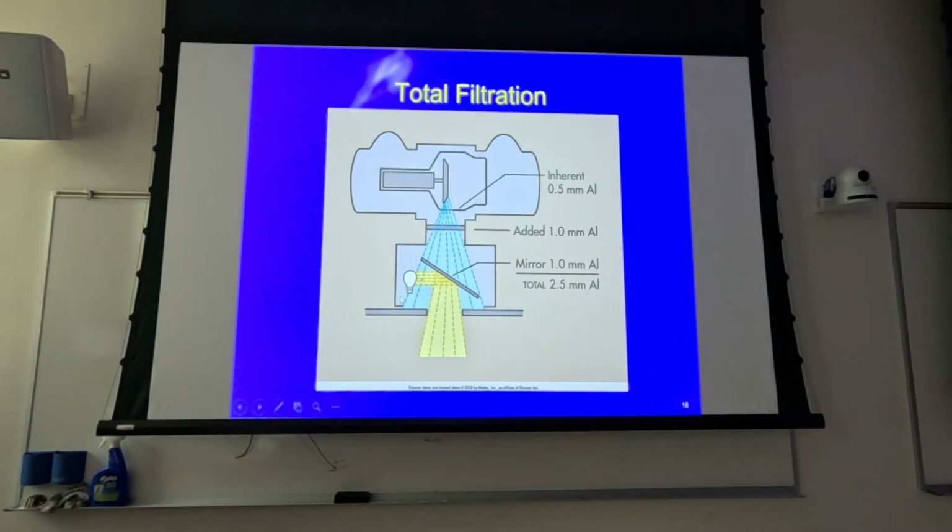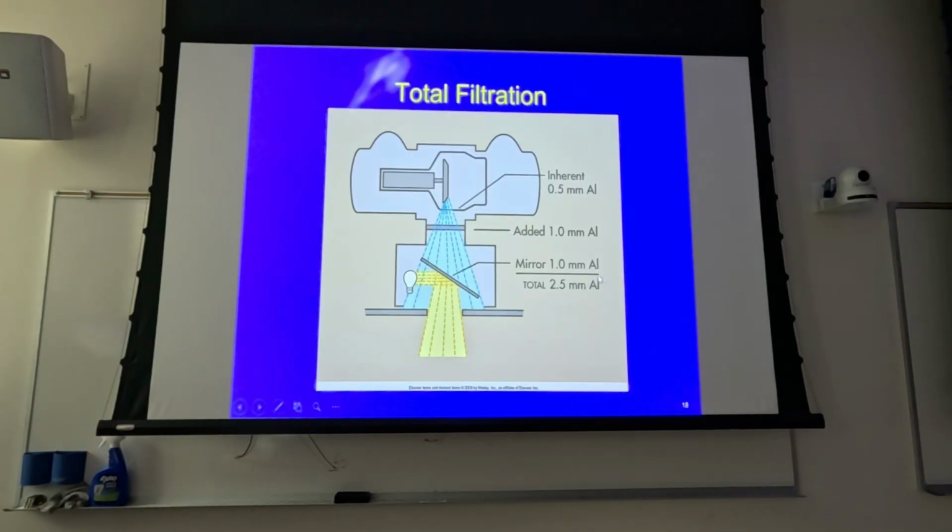Total filtration, you've got the envelope. It's just the tube. There's a fancy name for the glass or the metal here. The port is this thing right here. You have to have something that holds the oil in here, right? So that's your port, and then the backside of the mirror in a lot of cases is silver, so it's going to absorb some X-rays. If the inherent filtration in the tube, the oil, the port, and the mirror bring you to 2.5 millimeters of aluminum, that's all you need.